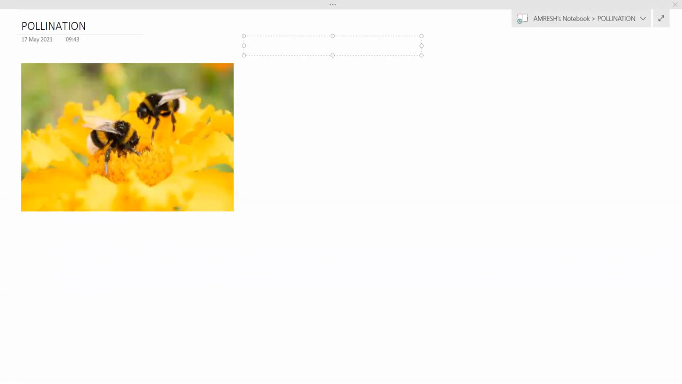So, the first term is flowering plants. What are flowering plants? Plants that bear flower are called flowering plants.